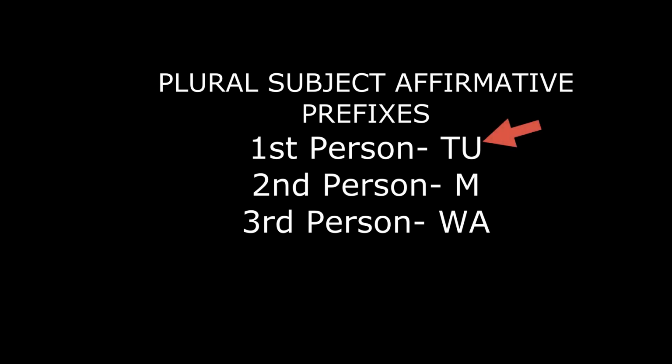The first person, we, in Swahili is tu. The second person, you all, in English, is m. And finally, third person, they, will be represented by wa. As you learn about noun classes, you will be able to find subject prefixes for things. Today we just covered people.